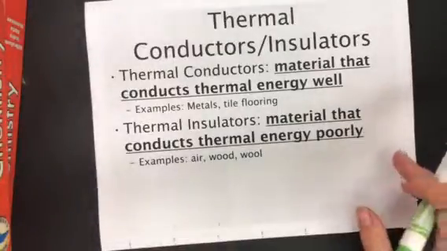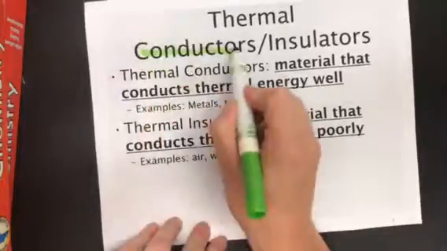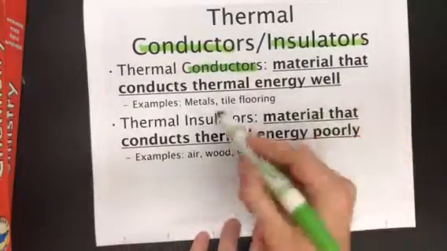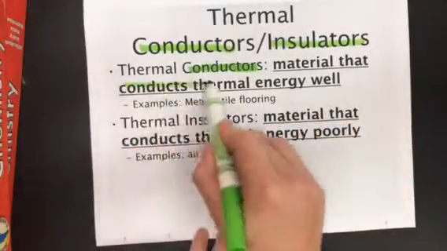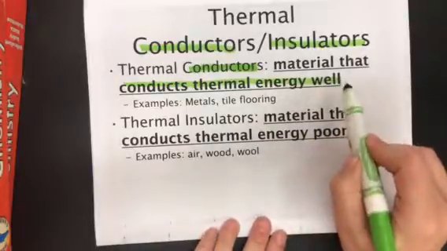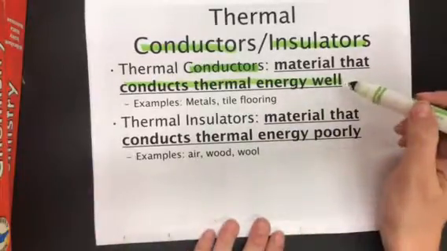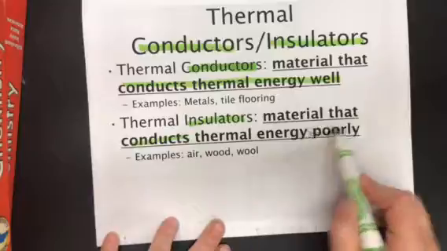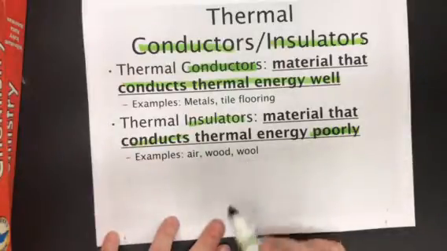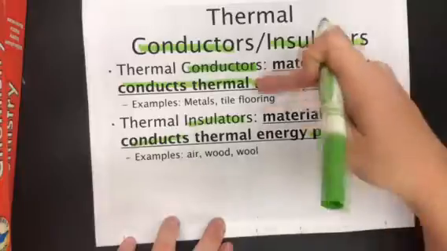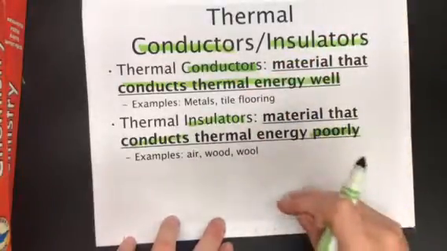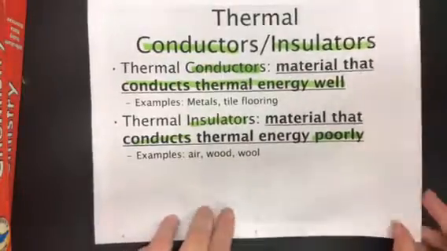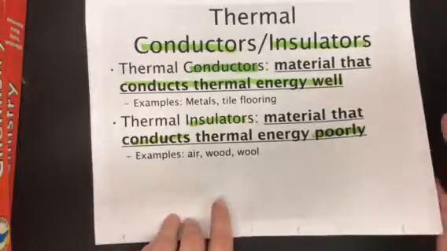Okay. Now the next thing you need to make sure you know is the difference between conductors and insulators. So conductors, okay, conductors mean that they conduct thermal energy well. This means that they get warm very quickly if they have some kind of heat source. And then your insulators, they conduct very poorly. So air, wood, and wool, they stop the heat transfer. Okay, conductors, they get warm very quickly. Insulators do not. They stop or they slow down that heat transfer. This is why you use insulators in a house and in coffee mugs and things like that.